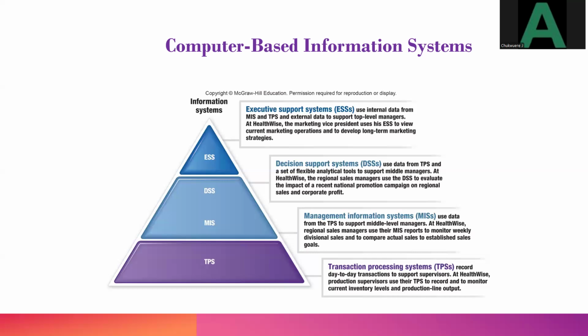And that is what happens at the executive top management level. So they use this system to do what? To process whatever is going on at the grassroots, and then at the middle to make decisions. Now we have a decision support system, which is used by the middle management level, which uses data from these to do what? To set flexible analytical tools to support middle managers.